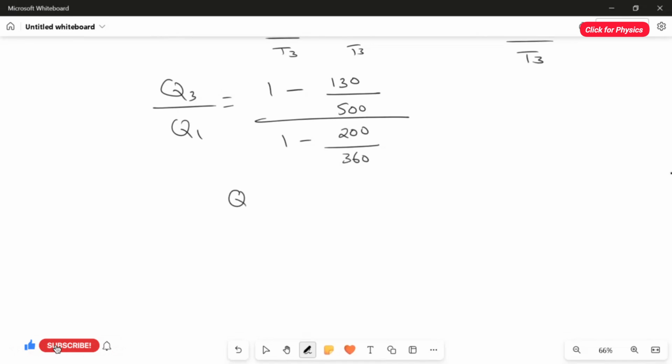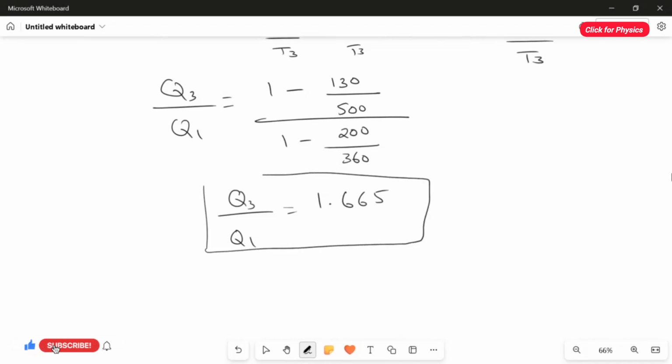Therefore Q3 over Q1 is equal to 1.665. If you want to write the answer to two digits, you can write that, or you can just leave it as it is. So this is the answer for this question. The ratio of Q3 over Q1 is equal to 1.665, or you can write 1.67. So this is the answer for this question. That's it. Thank you.